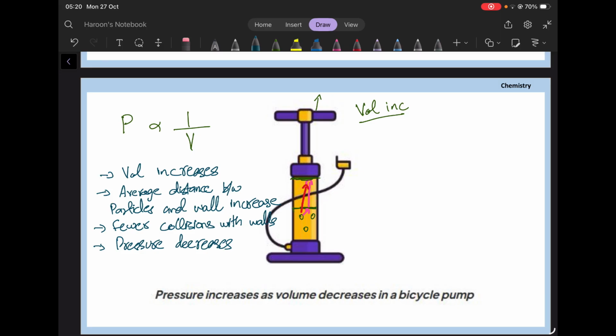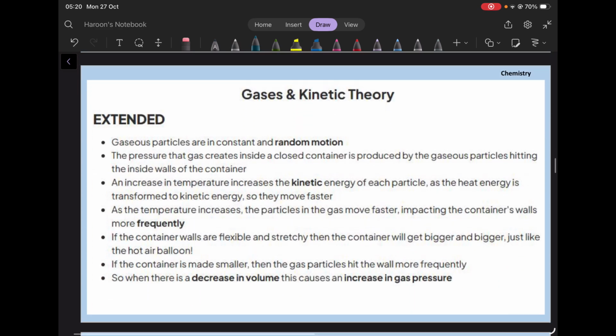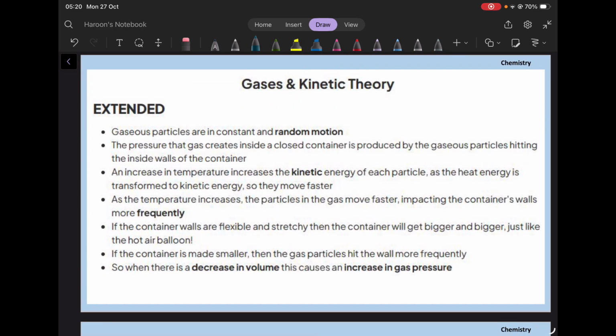And the reverse logic would be true as well. If volume decreases, the average distance between particles and the walls would also decrease. When the average distance between the particles and the walls decreases, there would be more collisions with the walls of the container, and hence pressure would increase. So you need to know all these concepts.